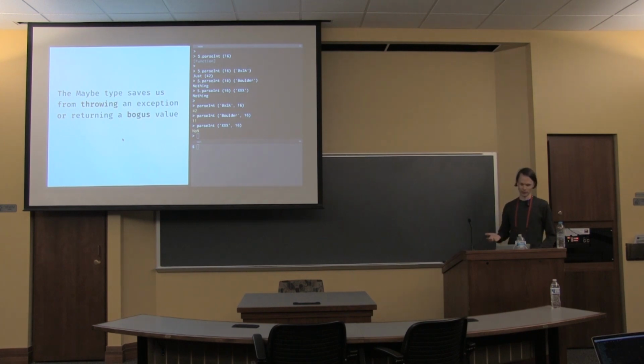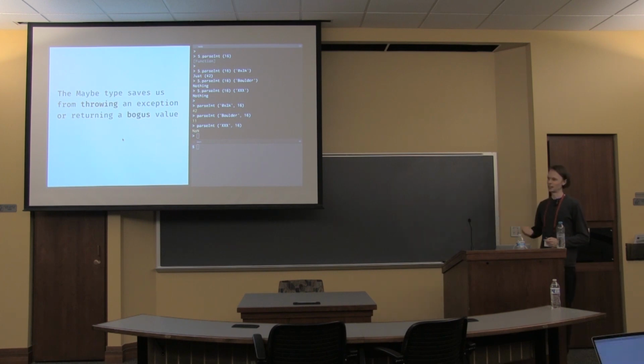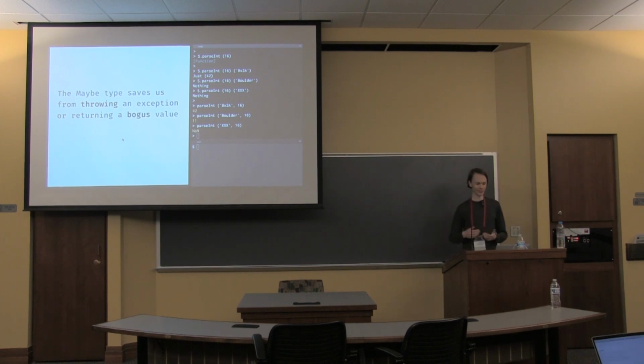So the maybe type saves us from throwing an exception or returning a bogus value. And by bogus value, I mean something like NaN, null, undefined, empty string in some cases, -1, which you'll be familiar with from Java style indexOf operations. So yeah, we can avoid bogus values. And I love this fact.